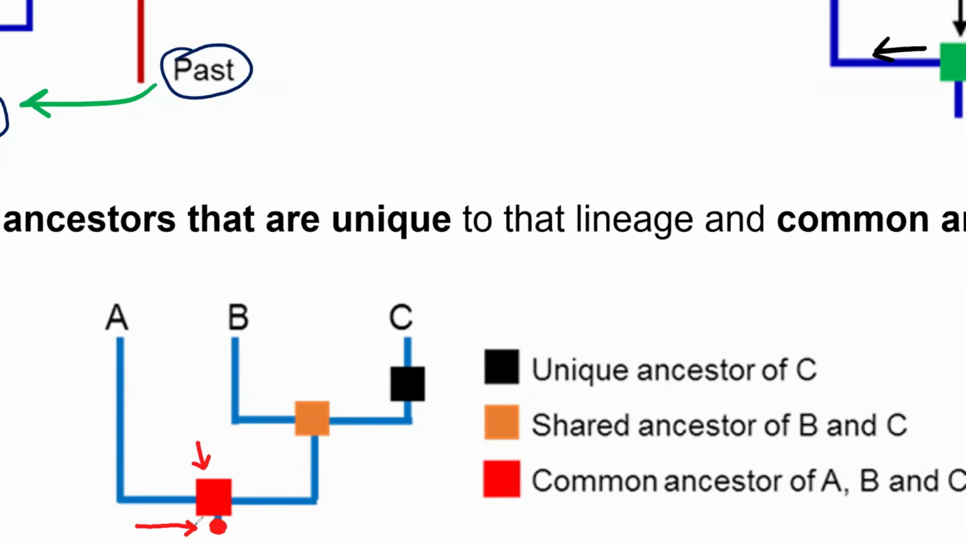Now, why do we say this is a common ancestor? It's a common ancestor to what actually? This red species here is a common ancestor of A, of B, and of C. What does this mean? It simply means that the descendants A, B, C, all of them, came from the red ancestor. Hence, we say it's known as a common ancestor.